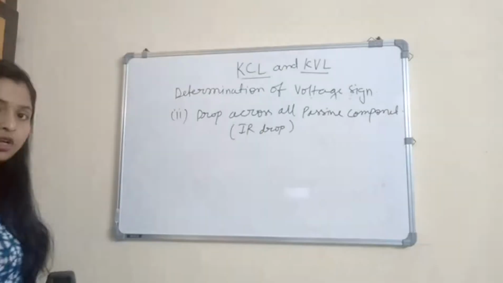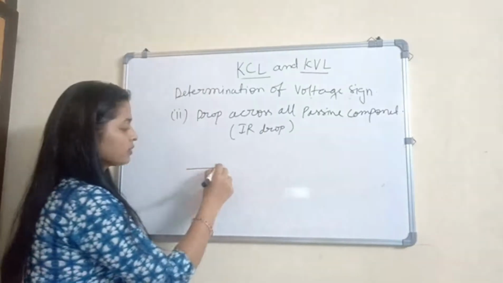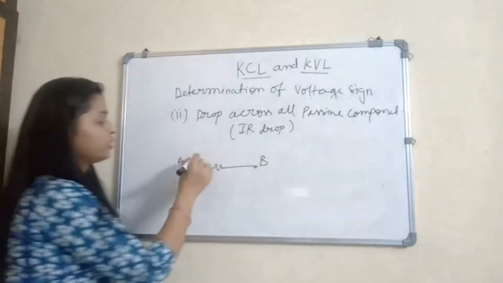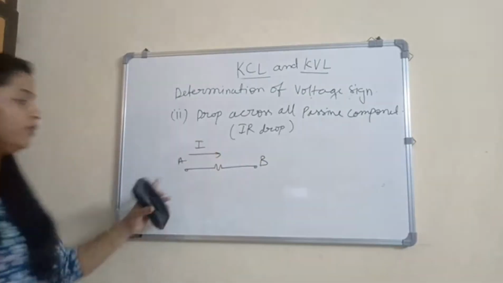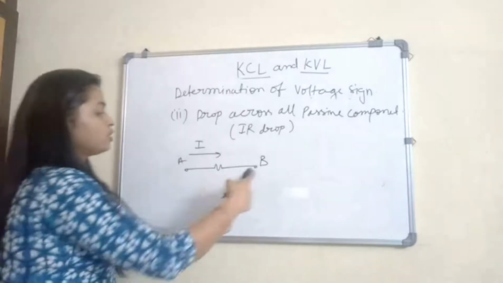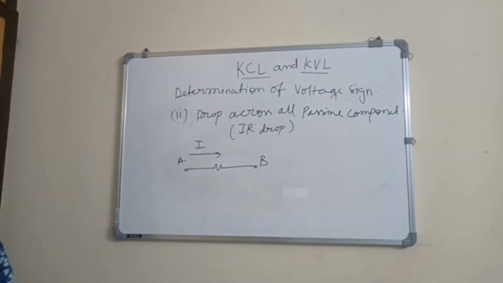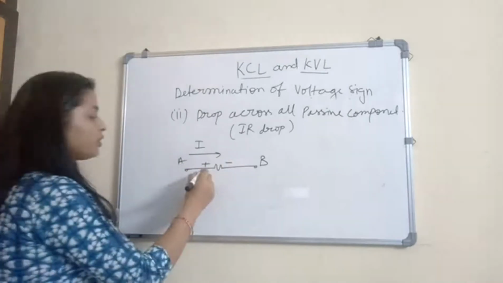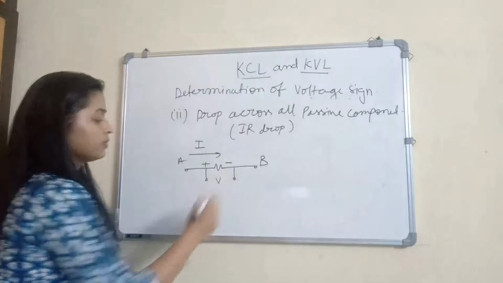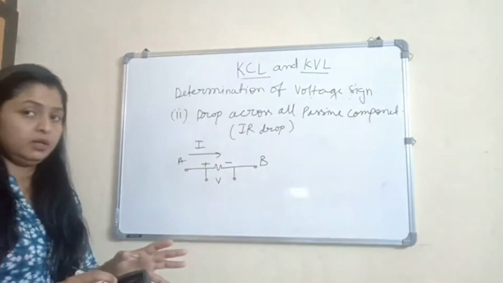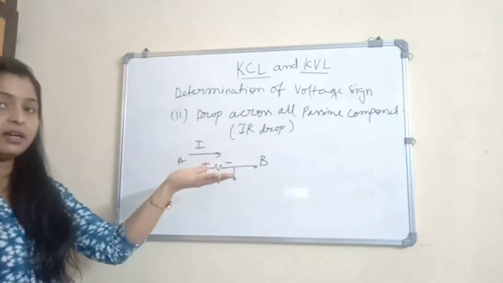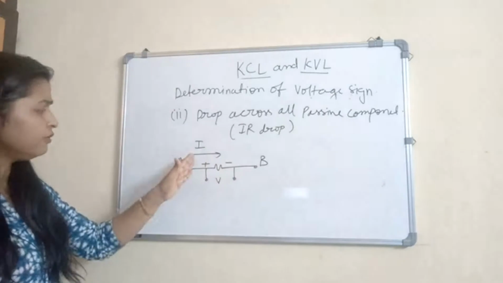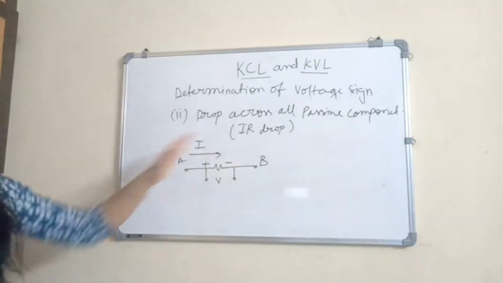So now to consider IR drop, I have to take one resistance. Let's take one resistance between A and B. Suppose current is flowing from A to B. This is my current which is flowing from A to B. So when current is flowing from A to B, it shows my current starts at this terminal. Suppose this is plus and this is minus, and the drop across this is V. When this resistance is connected in any loop, it doesn't mean that the resistor is connected in an independent way and current is flowing. To make current flow, at least this loop should be closed.